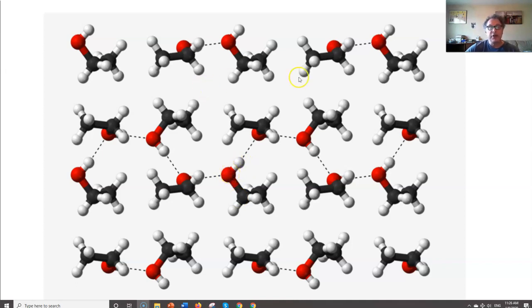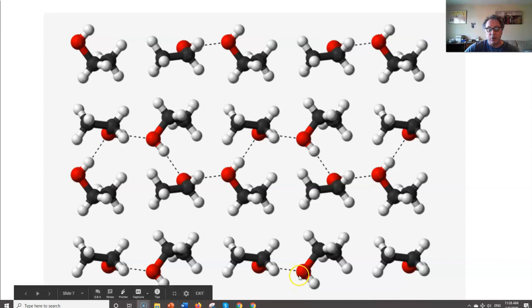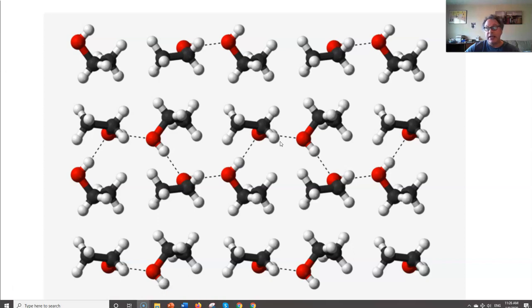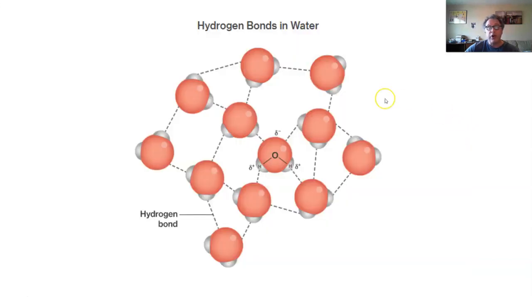You don't see dotted lines between two red oxygen atoms. You don't see dotted lines between two white hydrogen atoms. It's always between a red and a white, a red and a white. So this is the hydrogen bonding network of ethanol in the liquid state. Here's water in the liquid state.